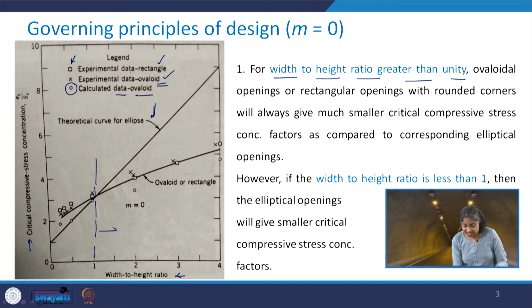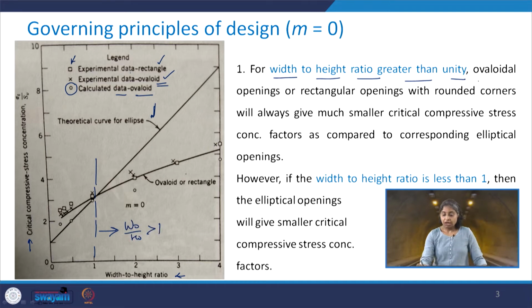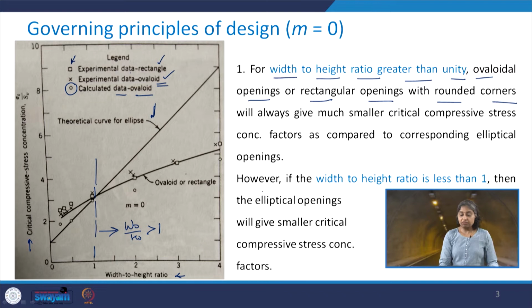So, towards this side of the figure, you have W naught by H naught greater than 1. Ovaloidal openings or rectangular openings with rounded corners will always give a much smaller value of the critical compressive stress concentration factor. So, why is it so?